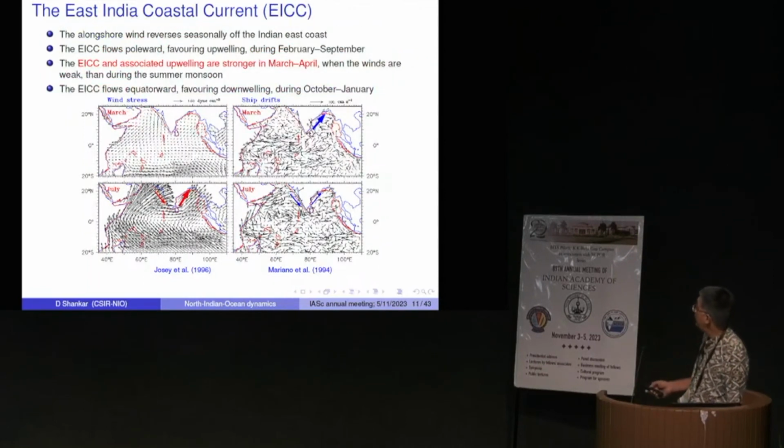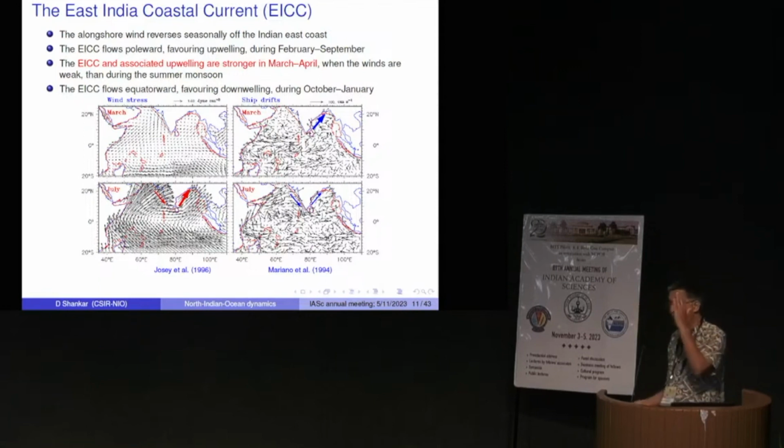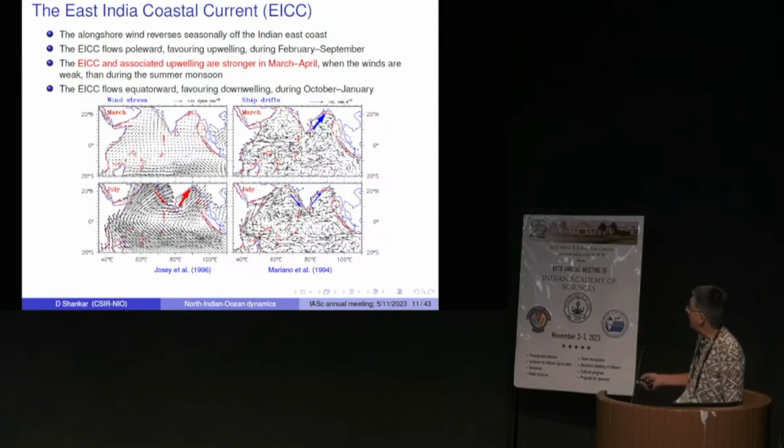Off the east coast, the geography is such that the southwesterlies are almost along the coast. So most of the wind, though it is weaker than in the Arabian Sea, goes into driving a strong current. But curiously, it is during March, April, when the winds are at their weakest, that you have a strong boundary current off the east coast.